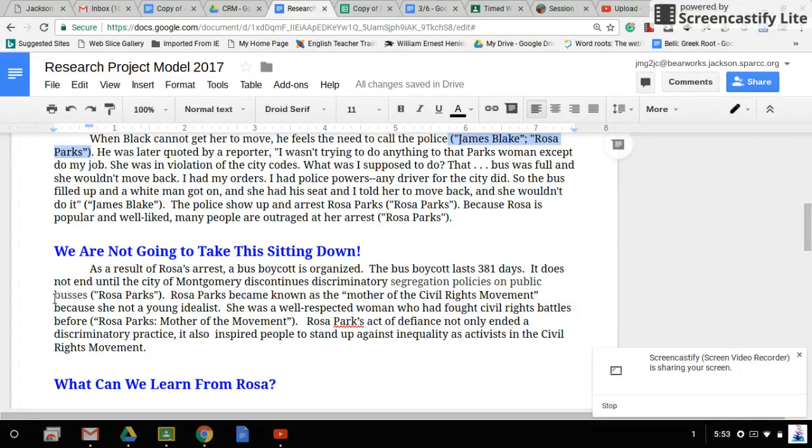"Rosa Parks became known as the mother of the civil rights movement because she was not a young idealist. She was a well-respected woman who had fought civil rights battles before. Rosa Parks' act of defiance not only ended a discriminatory practice, it also inspired people to stand up against inequality as activists in the civil rights movement." And what I'm realizing is I definitely need a transition here.